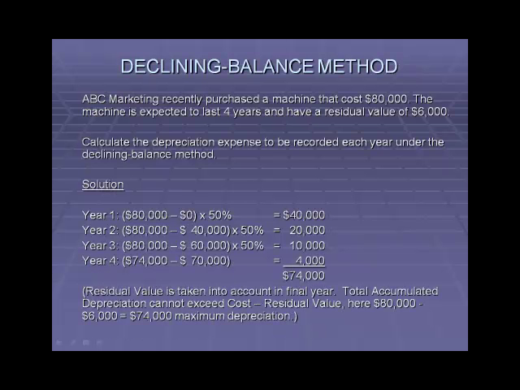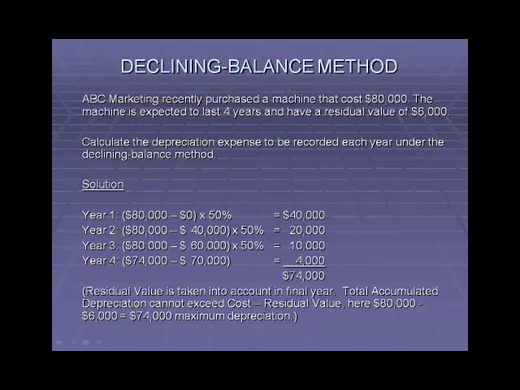Now in year 4, the last year of the asset's life, that's where the declining balance method calculation is not done the same way. We have to take into account the residual value in the final year. Total accumulated depreciation cannot exceed cost minus residual value at the end.